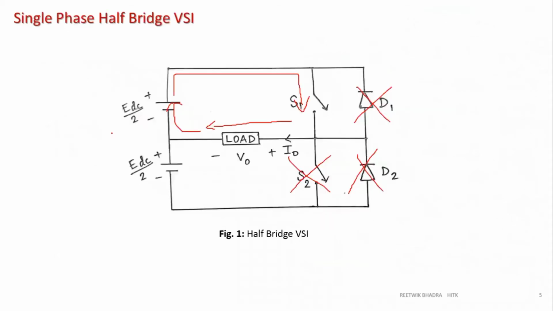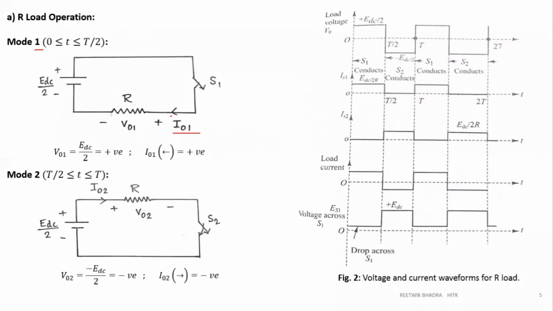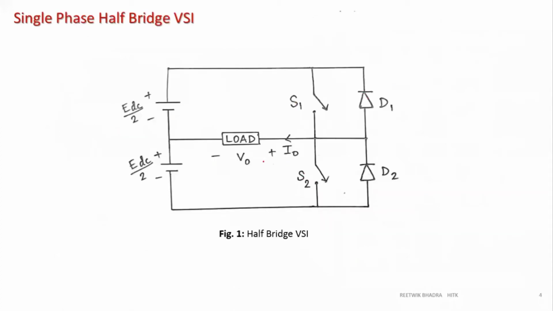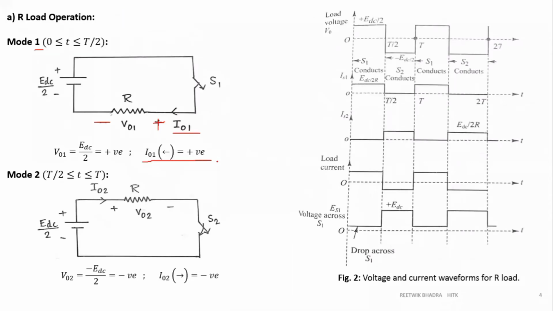Now if you compare your previous polarities over here, my I0 direction is from right to left. My I0_1 direction is also from right to left. So I0_1 direction is this way and it is positive. V0_1 right hand side is positive, left hand side is negative. Compare with your main figure: right hand side positive, left hand side negative. So this V0_1 will give you plus. If you apply KVL, V0_1 will be EDC/2.